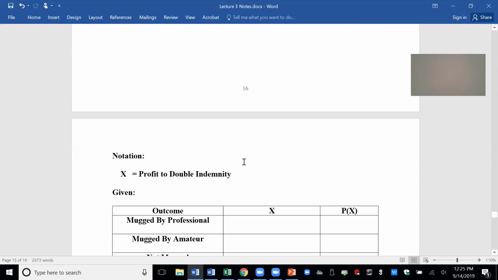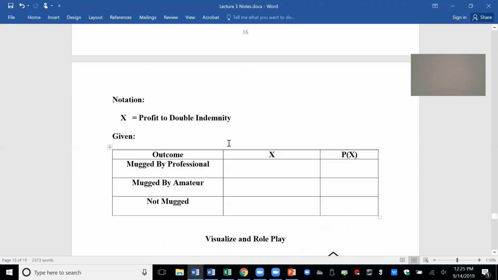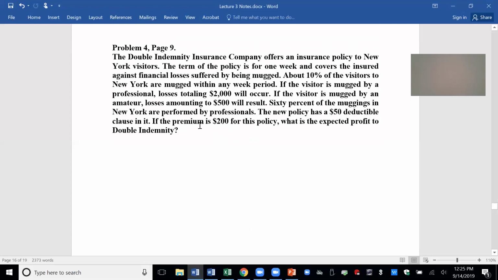So here we go. What do I want to know? Well, the problem says, what is the expected profit? I know immediately that my notation will be X equals profit. We want to find the expected value of something. Only random variables have expected values. If I ever see the word expected in here, whatever word follows that is the random variable of interest. I want to know what is the expected profit to the insurance company from this policy.